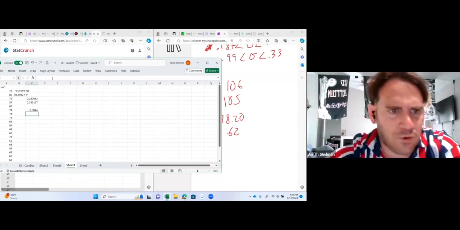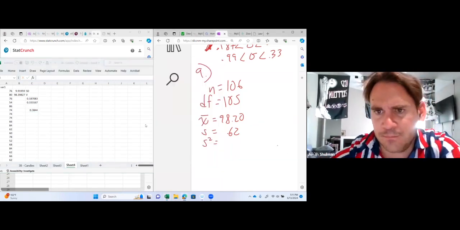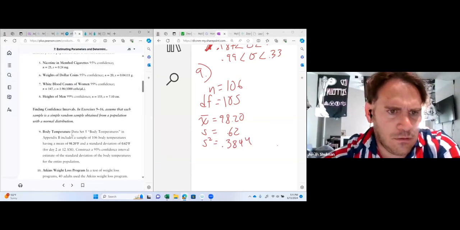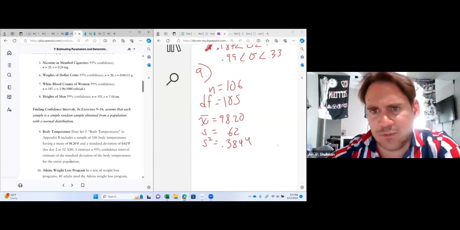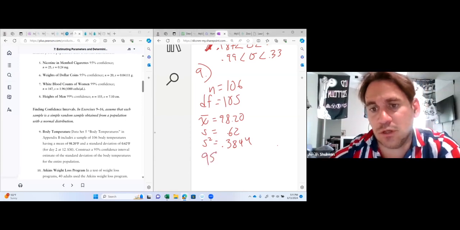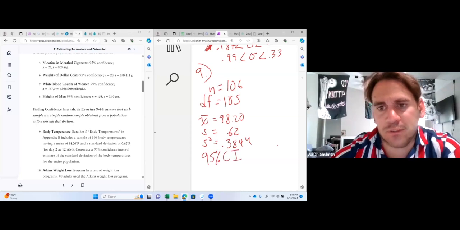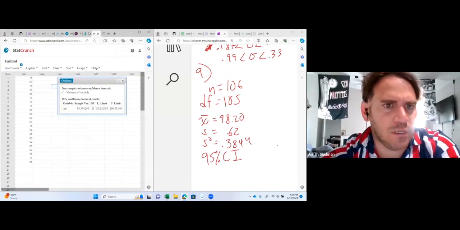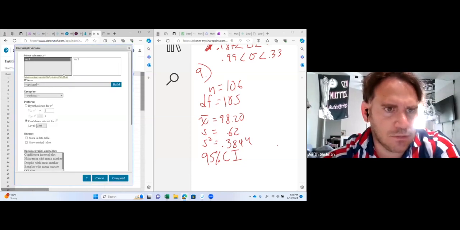Point 3844. Right? We want a 95% confidence interval. All right, we could do all the math, but guess what? We have everything. We might as well just drop it into Stat Crunch. Let's crunch it up. So I'm just going to go to options and edit this.